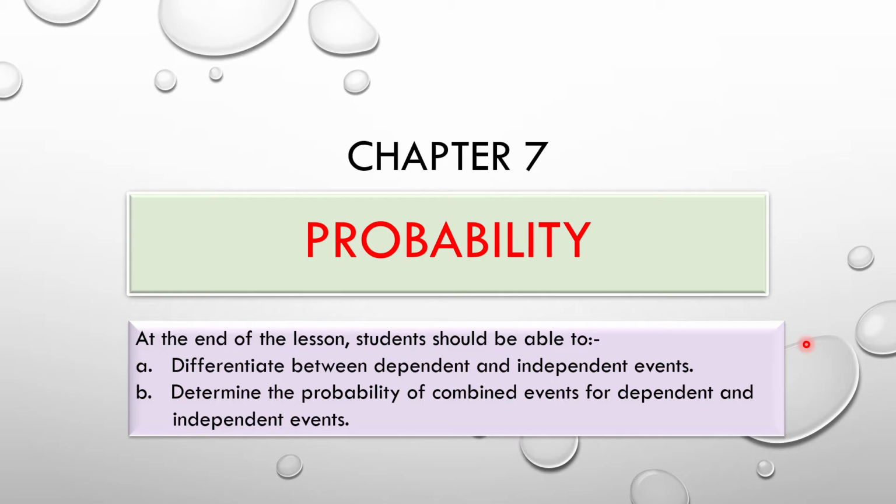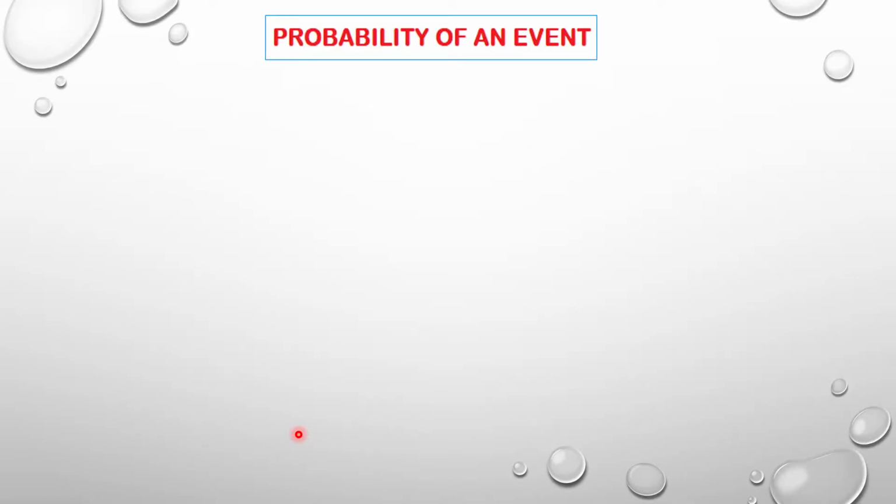Chapter 7 Probability. At the end of the lesson, students should be able to differentiate between dependent and independent events, determine the probability of combined events for dependent and independent events. Probability of an event. Before we move on, let's look at the popular terms that are being used in probability.